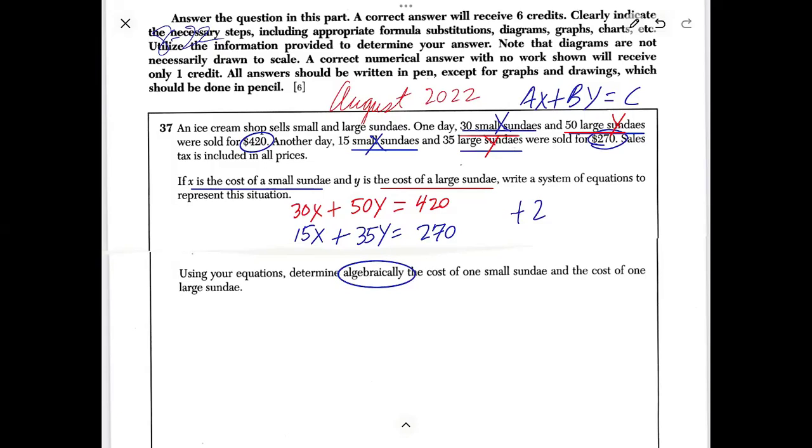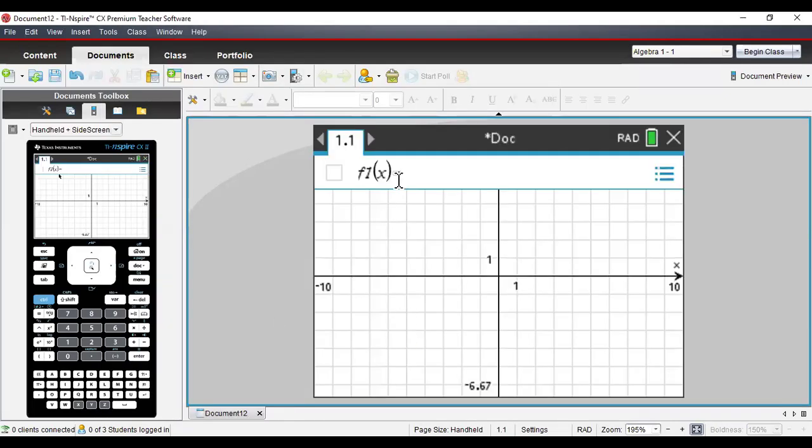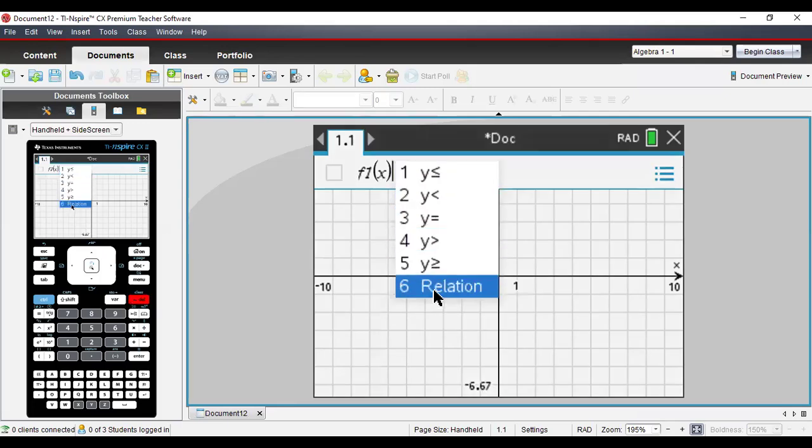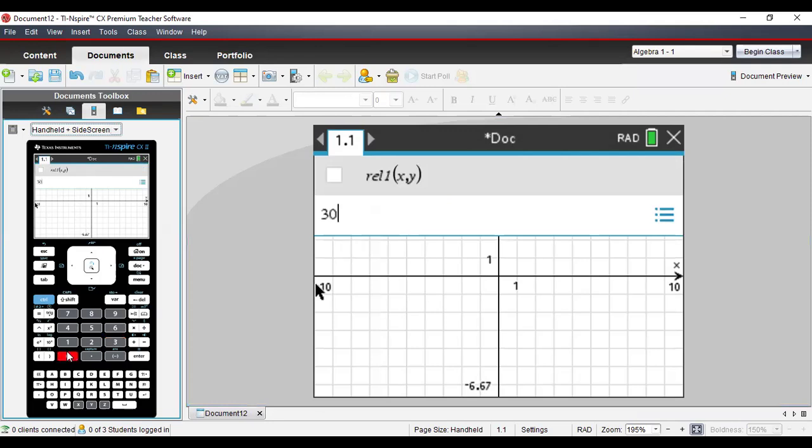Okay, so I'm going to do the graph. Actually, I'm going to do this algebraically. I'm going to do it algebraically, but I'm going to keep to my word and I'm going to do the graphing first because I want to be consistent. All right, so let's go do this. Okay, so we're here. Now, it's not function notation form, it's standard form, so I'm going to put it in as a relation. And so we got 30x plus 50y equals 420.